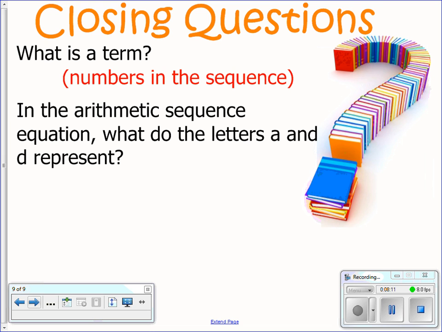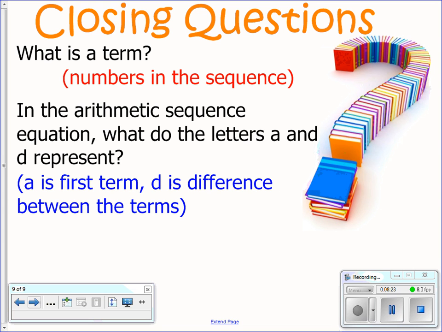All right, so in closing, what is a term? A term is a number in the sequence. So how many terms if you're on the 10th term or the 11th term? In the arithmetic sequence equation, what do the letters A and D stand for? A is the first term, and D is the difference between the terms.